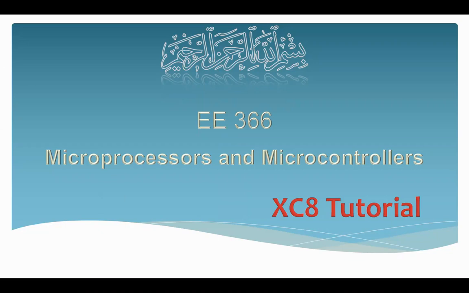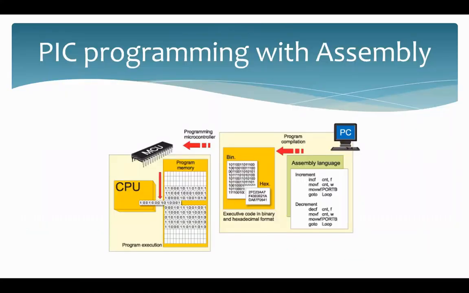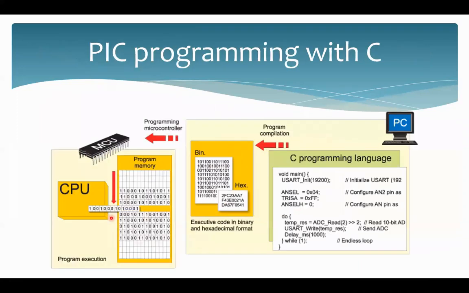So today we are going to take the XC8 tutorial. In the previous labs we have seen programming with the assembly language. So what happens when we write a program in assembly language? Each instruction in assembly language has a corresponding hex code, a machine code, and the collection of all these machine codes is saved in a hex file, and that hex file is downloaded to the microcontroller.